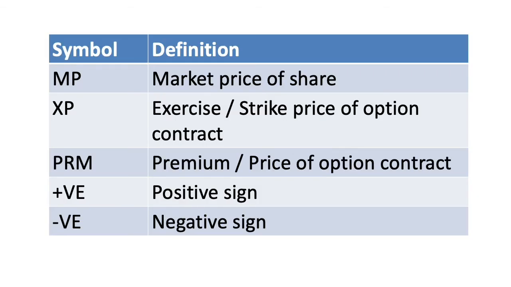So these are the symbols used in the table. MP represents market price of share, XP represents exercise price or strike price of option contract, PRM represents the premium or price of option, plus means positive sign, minus means negative sign.